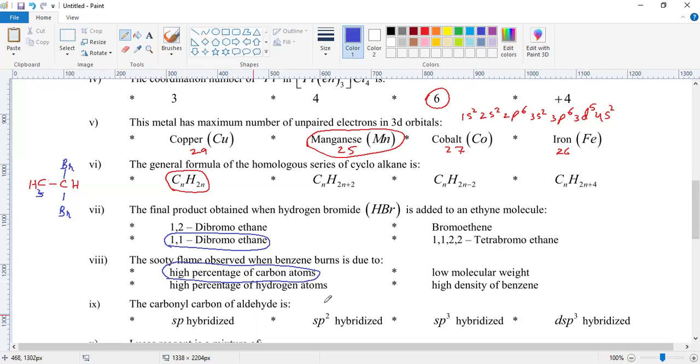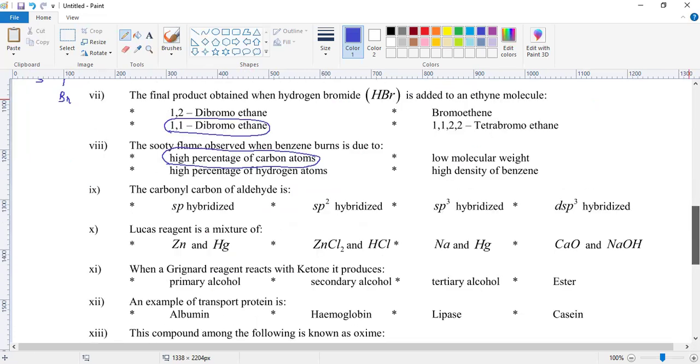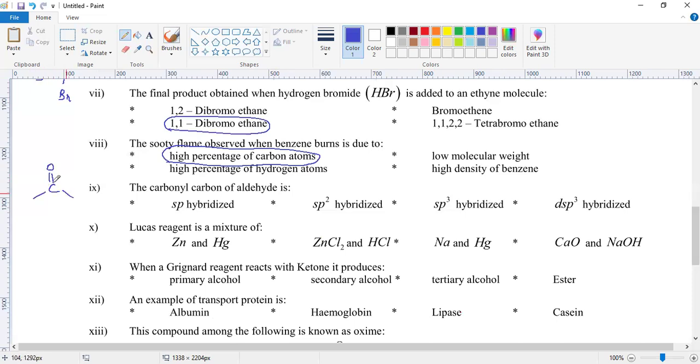The carbonyl carbon of aldehyde, if you draw it, has a carbon-oxygen double bond. If there is a double bond, then it must be forming one pi bond between carbon and oxygen. So if it is forming one pi bond, it means it has one unhybridized orbital. So sp2 hybridization generates 3 sp2 hybrid orbitals and 1 p orbital remains unhybridized that forms the pi bond. So the answer is sp2.